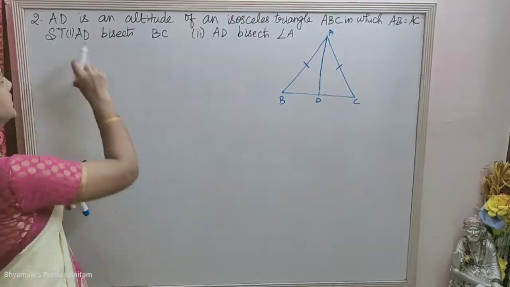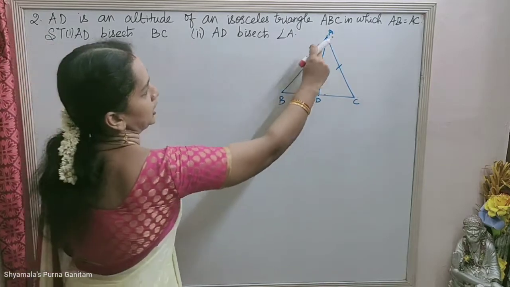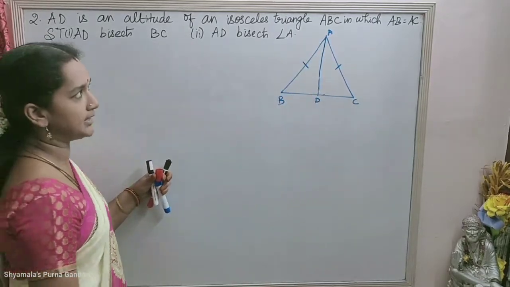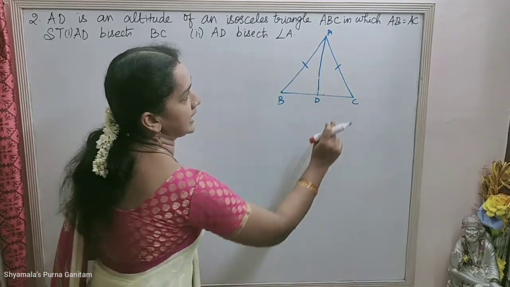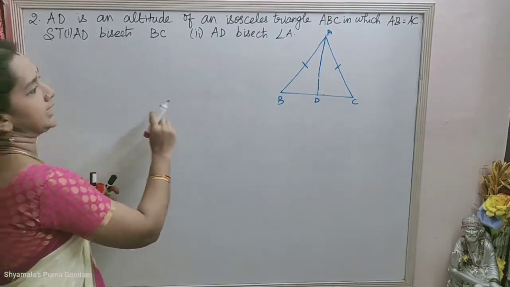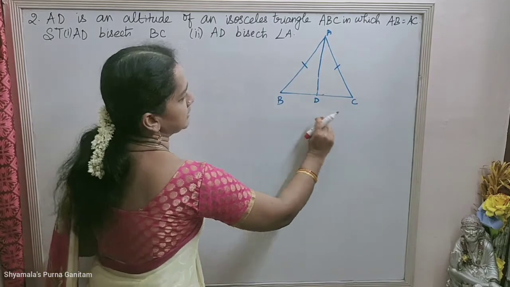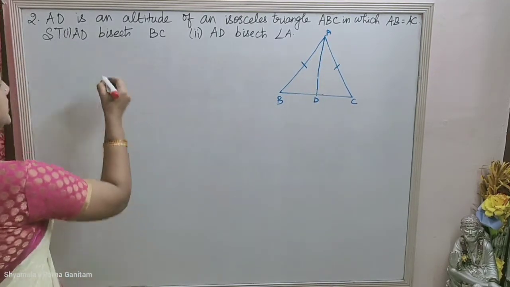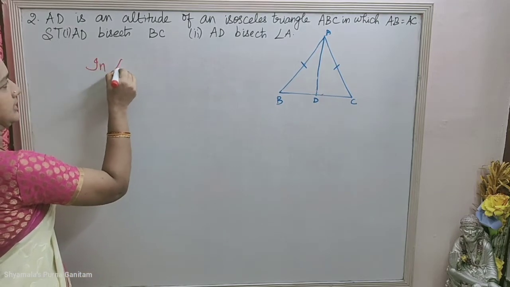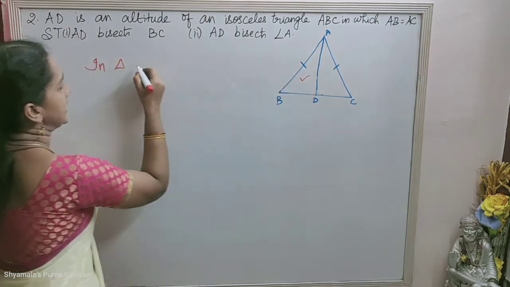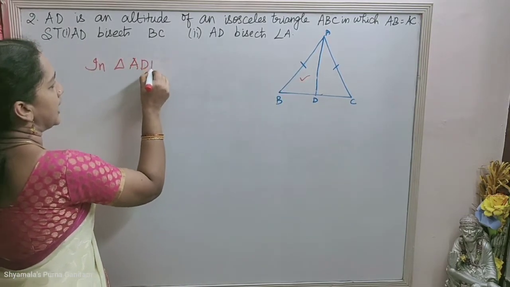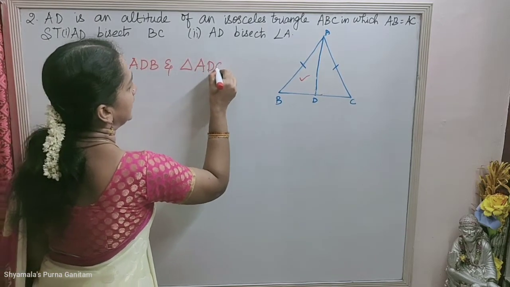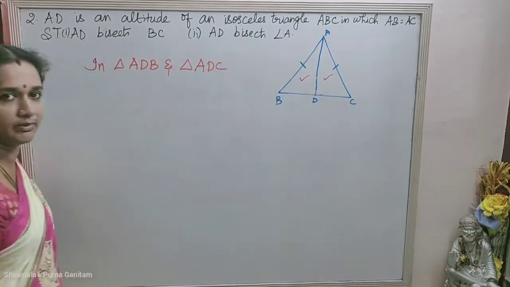Okay. The next sum: AD is an altitude of an isosceles triangle ABC in which AB is equal to AC. Show that AD bisects BC and AD bisects angle A as well. So, we will take two triangles, that is triangle ADB and triangle ADC. These two triangles we will take.